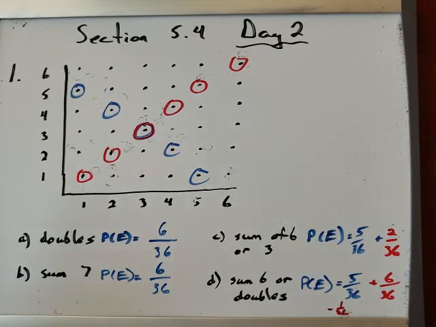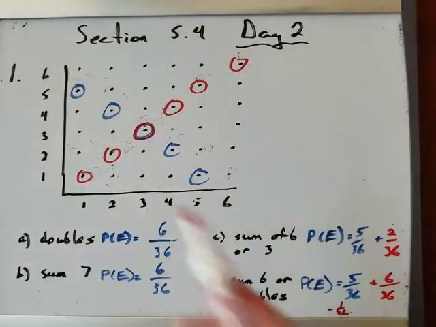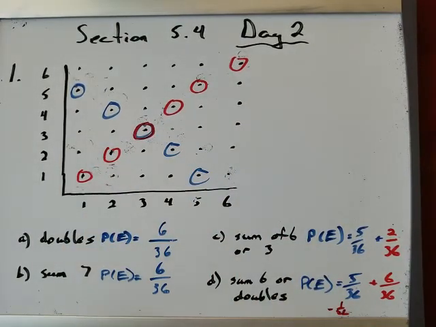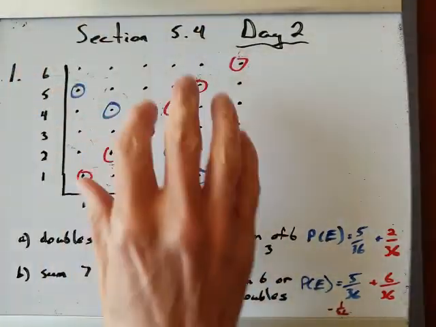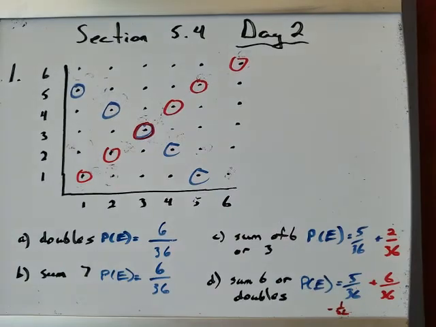So when you're rolling 2 dice, the key is draw the grid. The grid is worth the minute that it takes to put up, because then whatever it asks you, you will clearly see how many things out of the total it is.